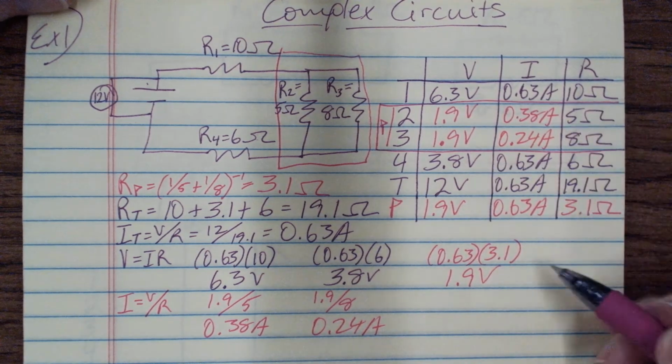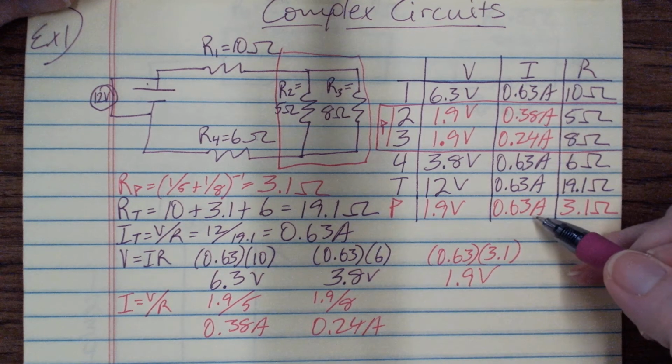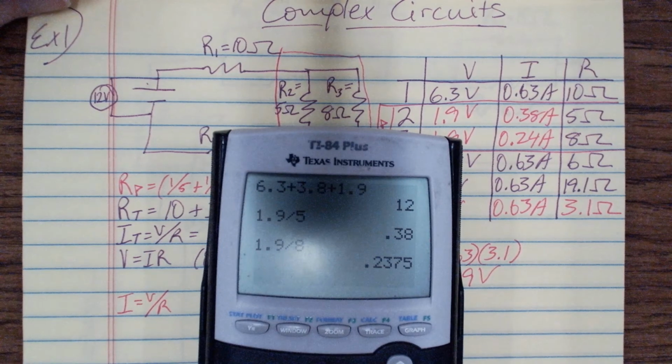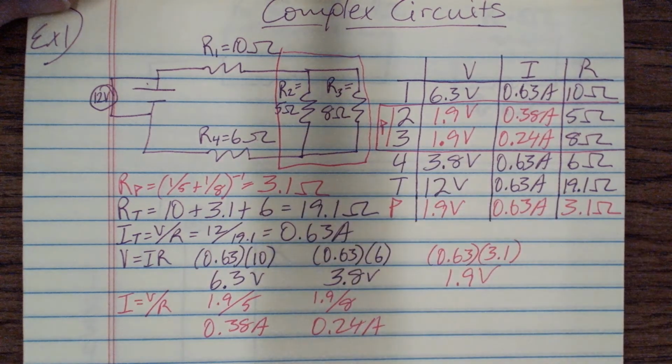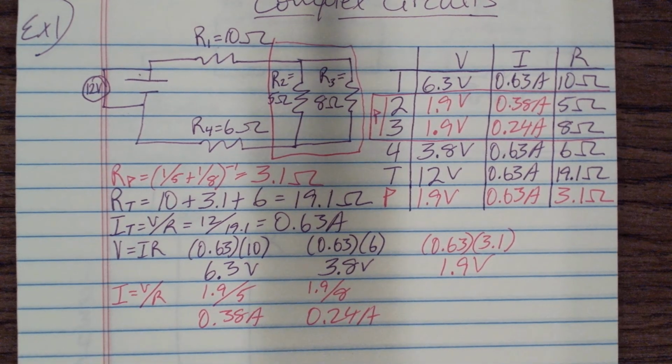Okay, if we wanted to double check and make sure that's correct, if we add those two together, it should equal the current on the parallel portion. So let's see, 0.38 plus 0.24, and we get 0.62. 0.63 is close enough. So, okay. So that is one method for completing complex circuits.